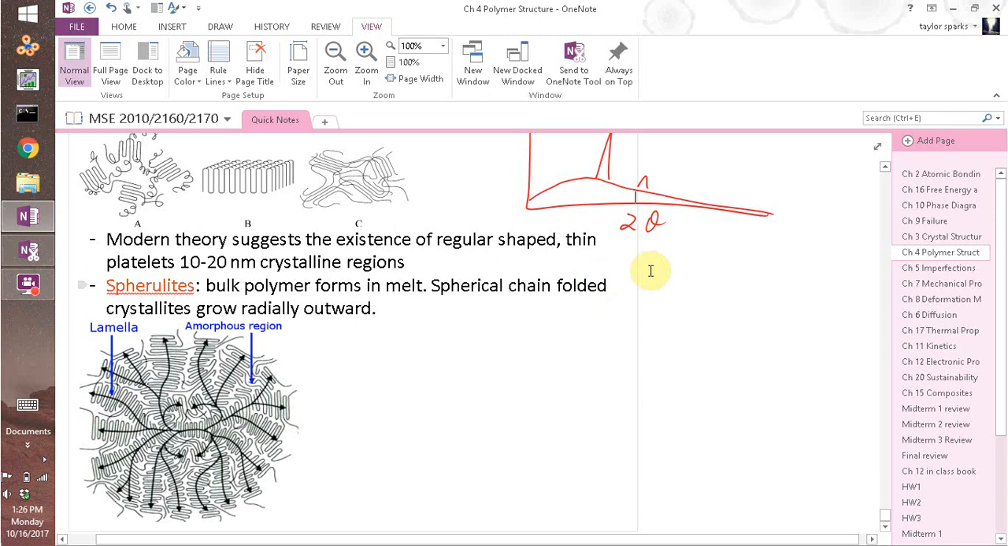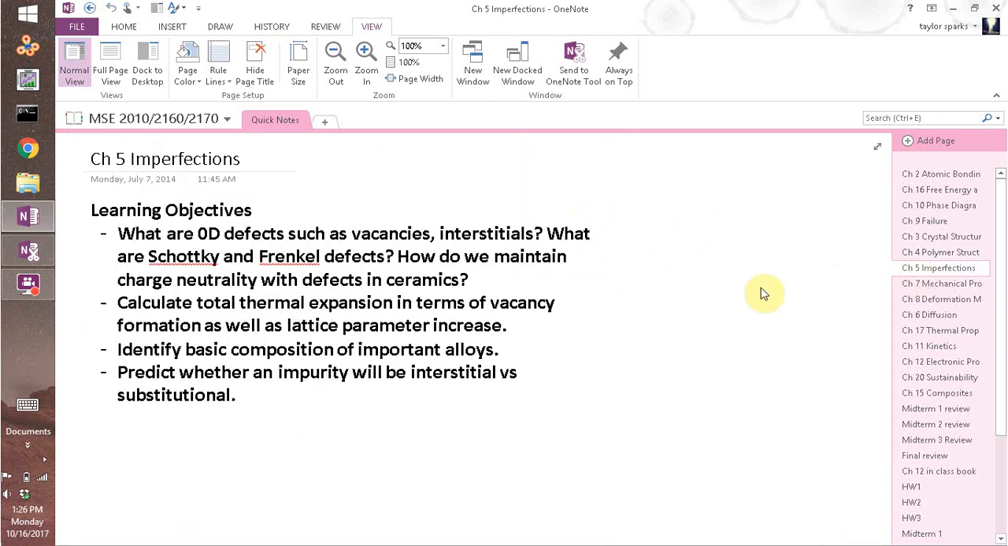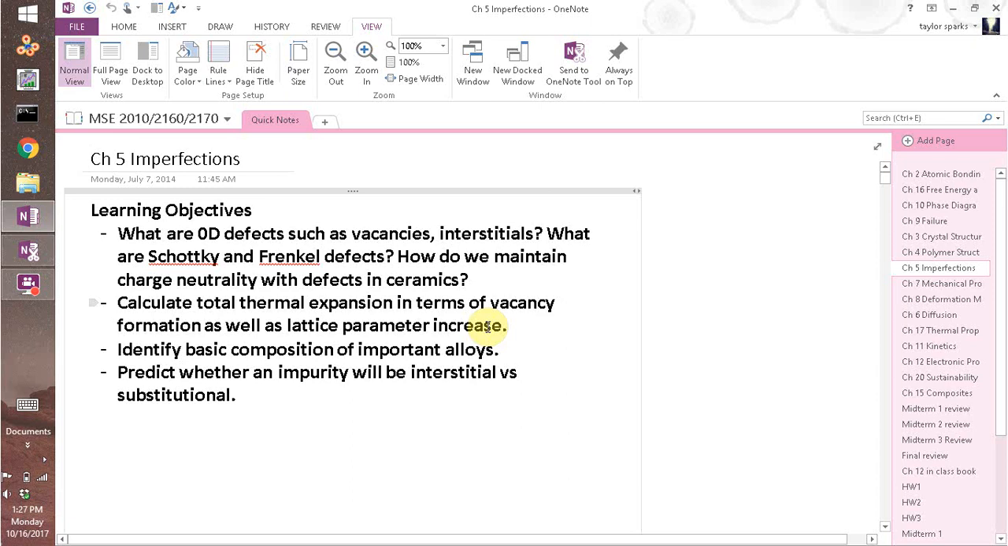Okay, let's keep going then. The next chapter that we're talking about is now imperfections. We've described thermodynamics, we've described phase diagrams, we've talked about crystal structures and polymer structures, but everything's been sort of perfect, right? In thermodynamics, we assume that things reach equilibrium. We haven't talked about kinetics yet. In crystal structures, we drew these things, but we assumed all the atoms were in the spots where they're supposed to be. So what happens when the atoms are not in the spots where they're supposed to be?